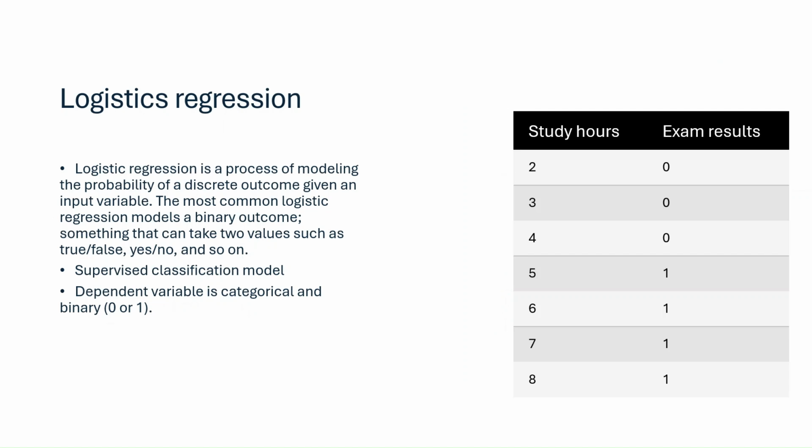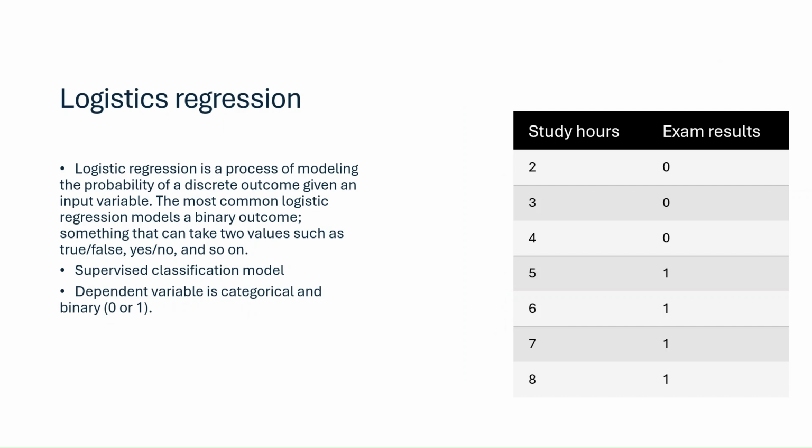Whereas logistic regression models the probability of a discrete outcome given an input variable. So, for example, this shows the exam results of a student who is studying for 2 hours, and it has been seen that the probability of passing the exam is nearly zero. A student who studies for 3 hours a day also has a very low probability of passing the exam. A person who studies for 4 hours a day also has very low chances of passing the exam. Whereas a student who studies 8 hours a day has a higher possibility of passing the exam.